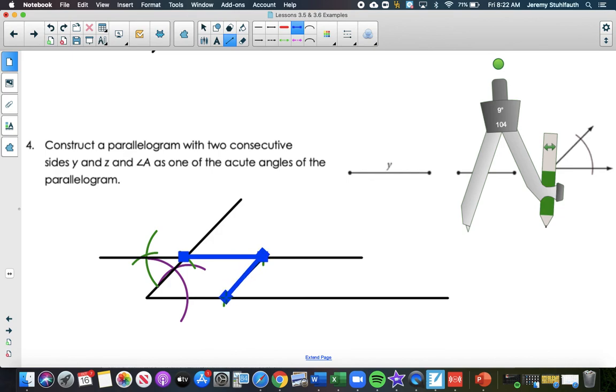here, here, and there. And that is our parallelogram that we created using the idea of alternate interior angles to create parallel sides.